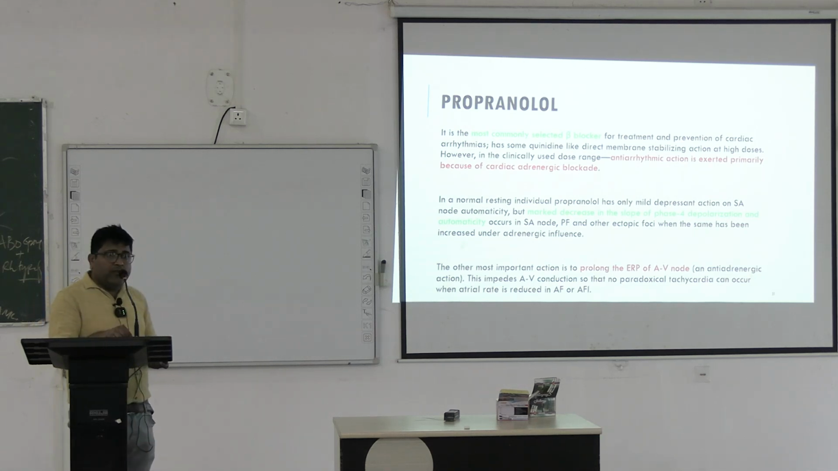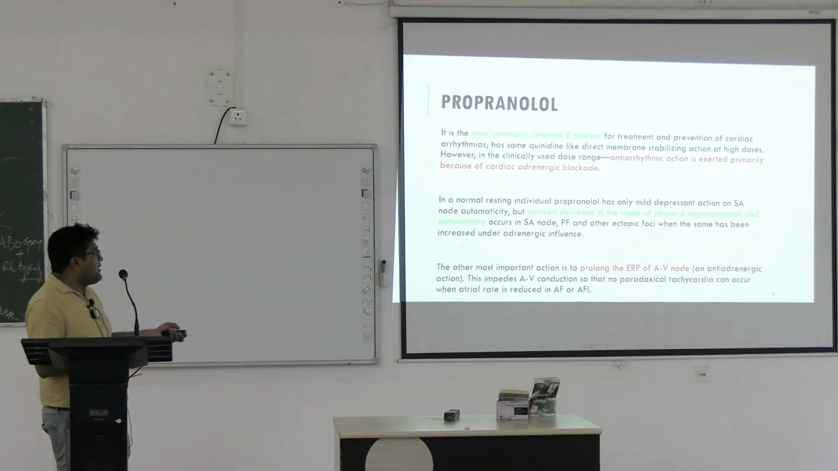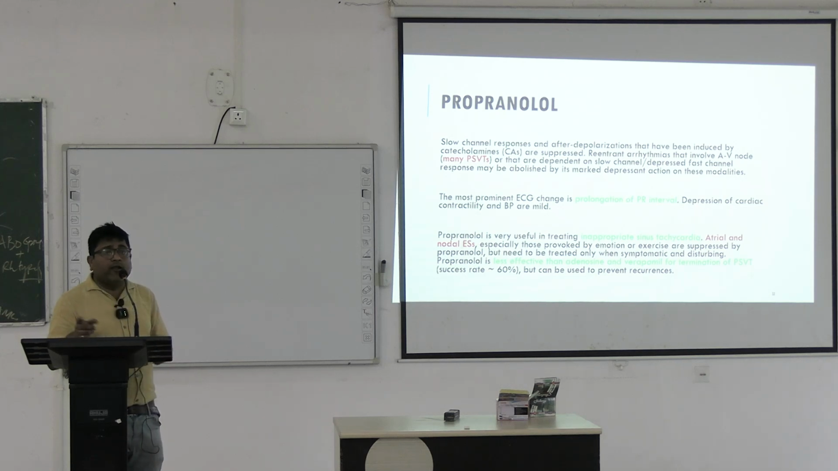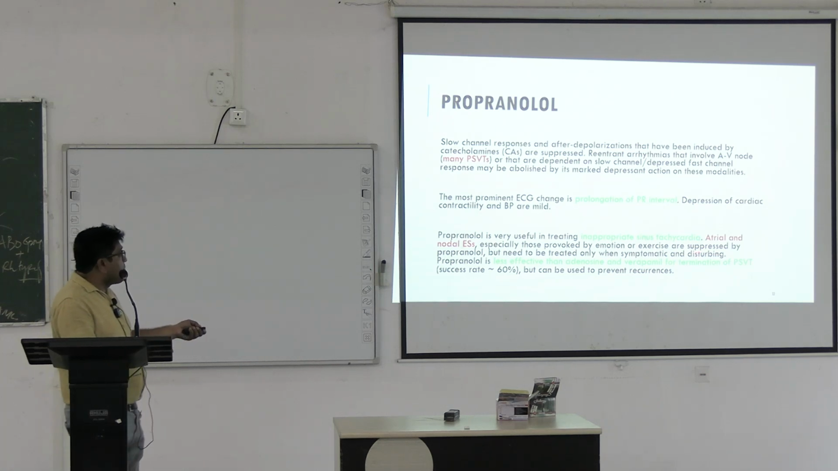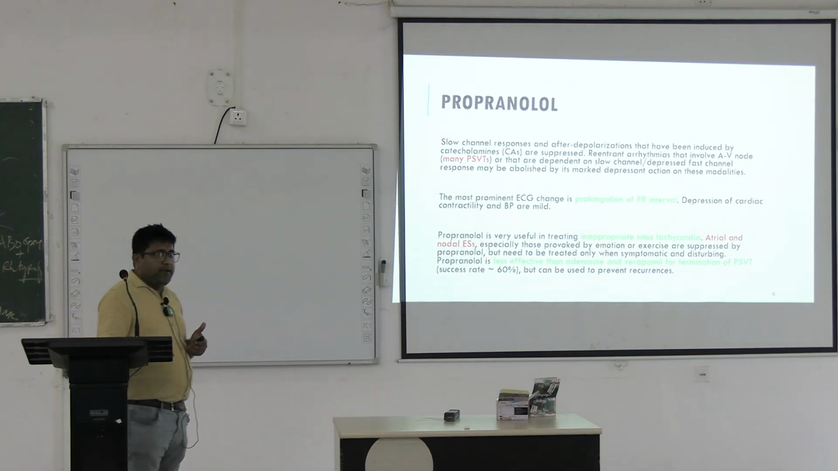Again, on the AV node they prolong the effective refractory period, so AV conduction is slowed down. They are useful in paroxysmal supraventricular tachycardia. They are useful in controlling the ventricular rate of atrial flutter and atrial fibrillation. They are useful in inappropriate sinus tachycardia, but in PSVT they are less effective than adenosine, verapamil and diltiazem.